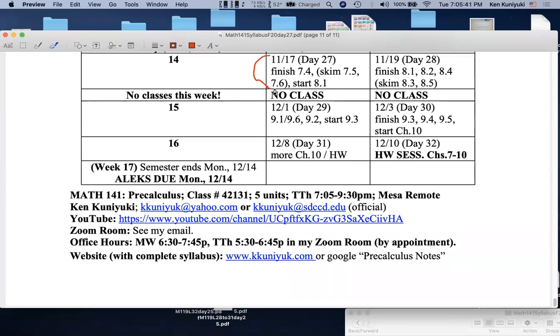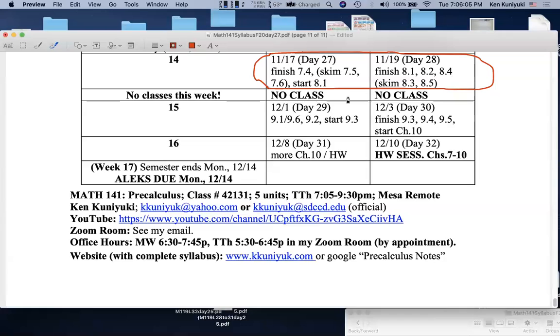7.4 is the last required chapter in chapter 7, although I'll skim some ideas from 7.5 and 7.6. Okay, and we're really going to get into matrices and determinants. In fact, we're going to do chapter 8 this week. 8.1, 8.2, and 8.4 required. These other two are optional. So remember that on the homework. Okay, so 8.3 and 8.5 you don't have to do on the homework.